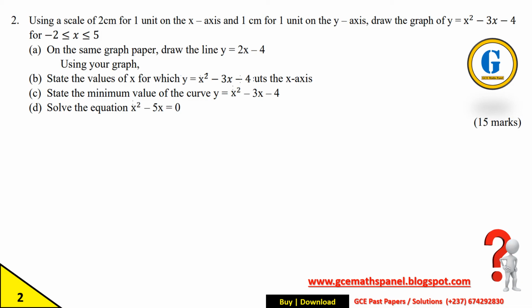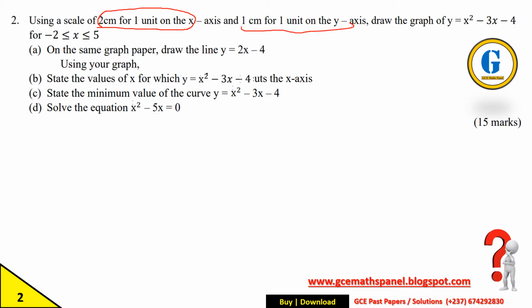So with question 2, we are being told that using a scale of 2 centimeters for 1 unit on the x-axis, instructions are very important. 2 centimeters for 1 unit on the x-axis and 1 centimeter for 1 unit on the y-axis. This instruction we must follow. Draw the graph of y equals x squared minus 3x minus 4 from negative 2 to 5. On the same graph paper, draw the line y equals 2x minus 4.